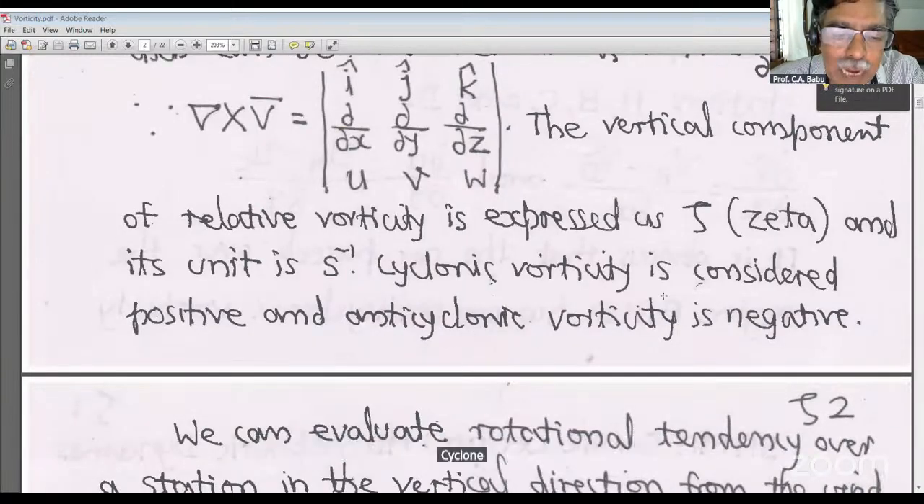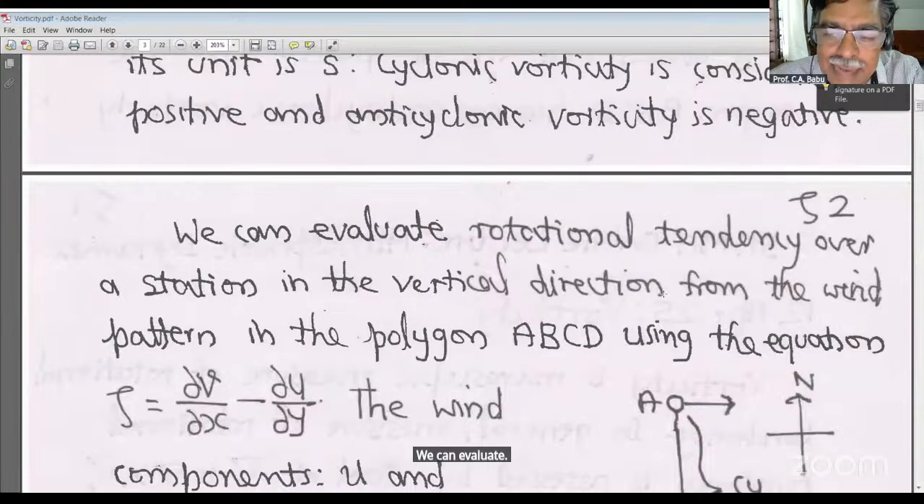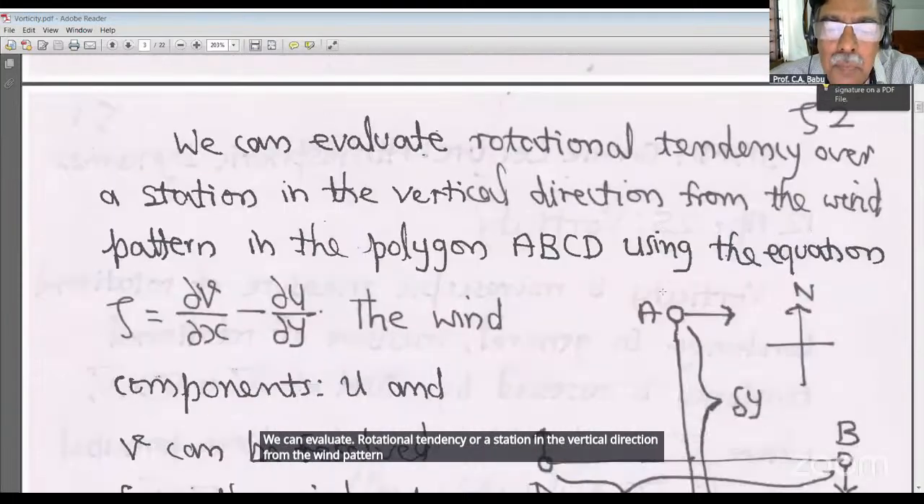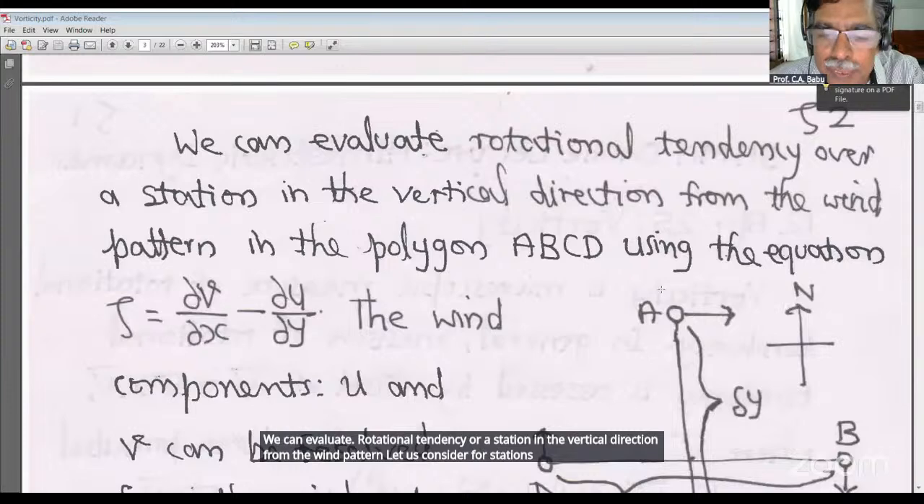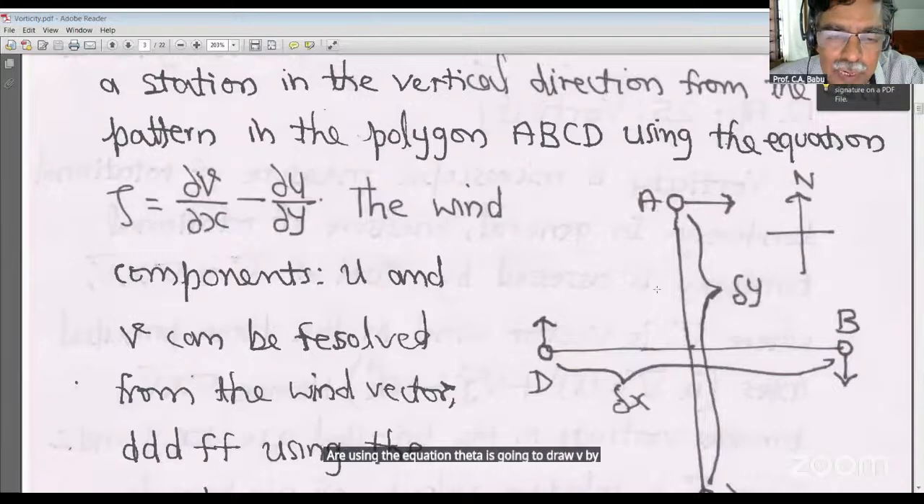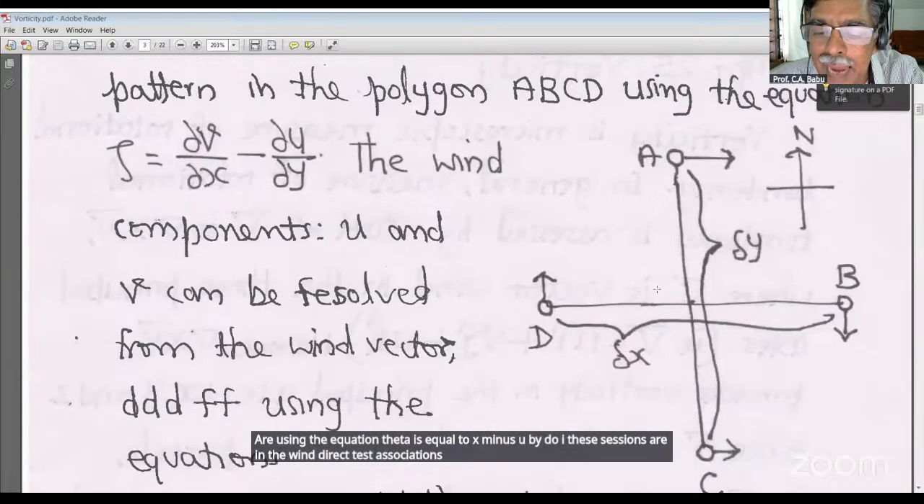Cyclonic velocity is considered positive and anticyclonic velocity is considered negative. We can evaluate rotational tendency over a station in the vertical direction from the wind pattern. Let us consider 4 stations over a region in a polygon array using the equation theta is equal to ∂v/∂x minus ∂u/∂y. The stations and the wind vectors at the stations A, B, C, and D are indicated in the diagram.